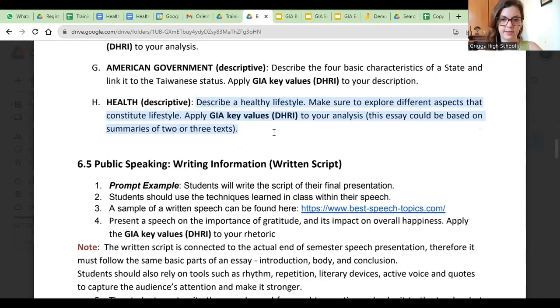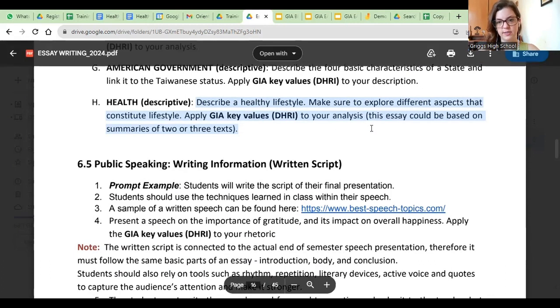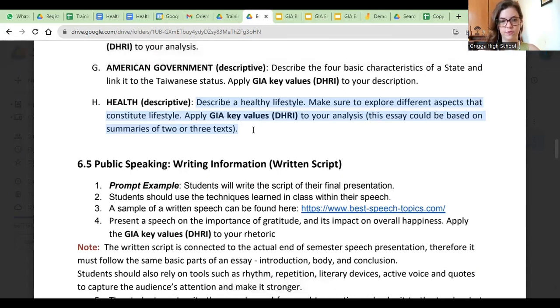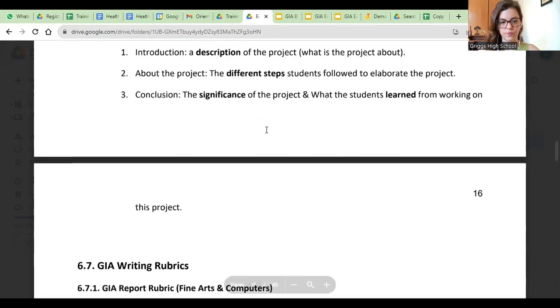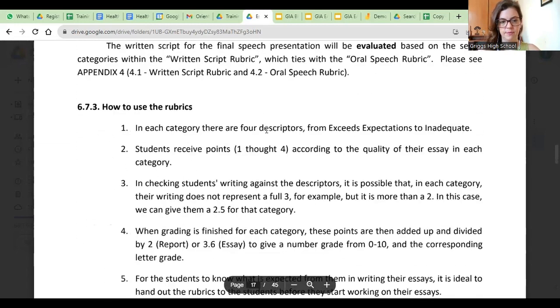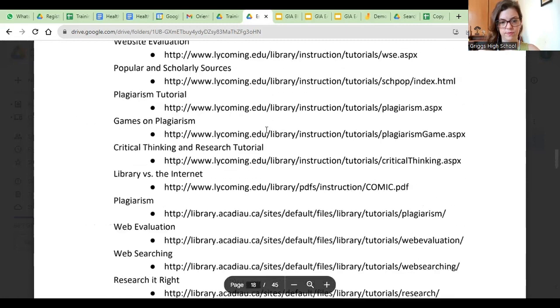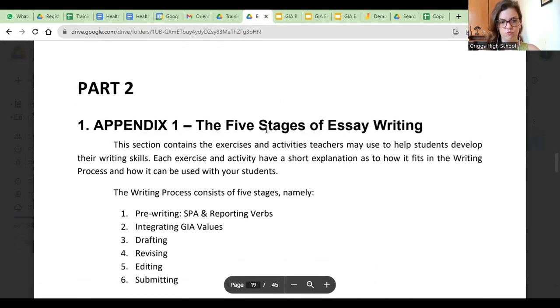Describe a healthy lifestyle. Make sure to explore different aspects that constitute lifestyle. Apply GIA key values to your analysis. This essay could be based on summaries of 2 or 3 texts. So every essay needs to cover the GIA key values as well. Where do I want to go?